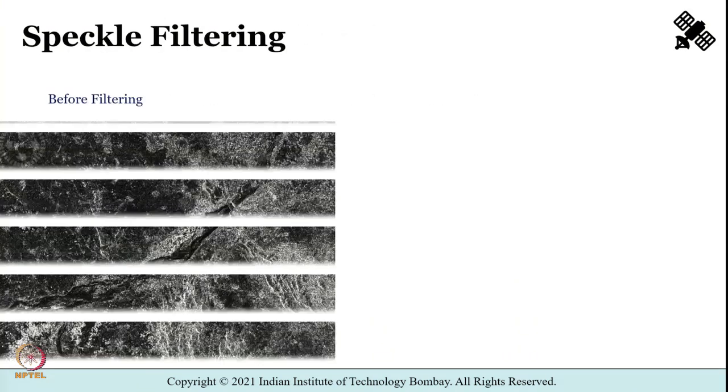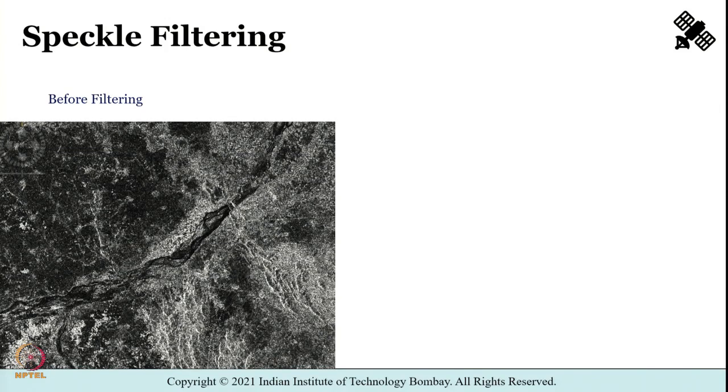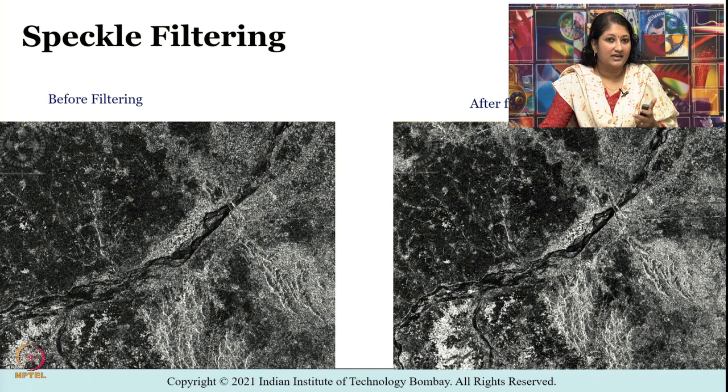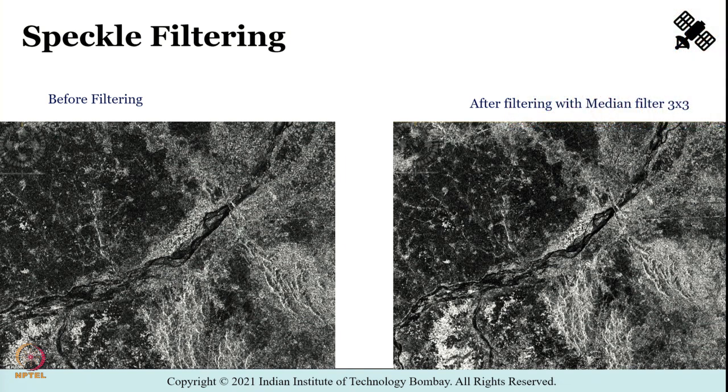Now, shown here towards your left side is an image that is unfiltered, that is a raw image which contains speckle. Right now I am not going to specify what is meant by filtering. And shown towards your right side is an image after filtering using a particular filter known as median filter 3x3. We will come to what is a filter and median filter and 3x3, but I just thought to show you these two images side by side so that you can understand what we are trying to achieve here.